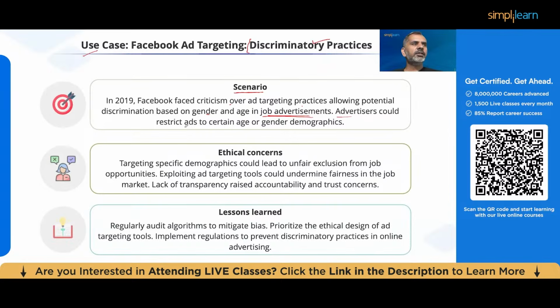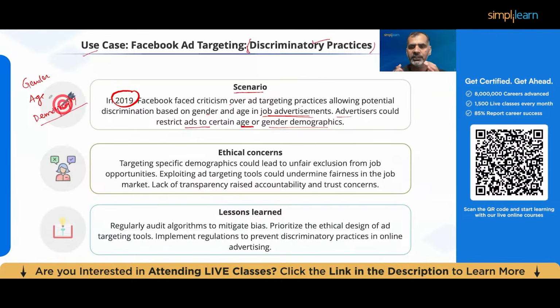So advertisers could restrict ads to a certain age and gender demographic. When Facebook goes with such practices, it is introducing discriminatory practices, and this has happened with Facebook. In 2019, it received a lot of criticism over that. But this is one of the features of that application, guys. When we use Facebook for social advertisement, we can add different filters. You may add filters based on gender, based on age, or based on certain demography. These are the different features that Facebook has, and you can apply these filters.